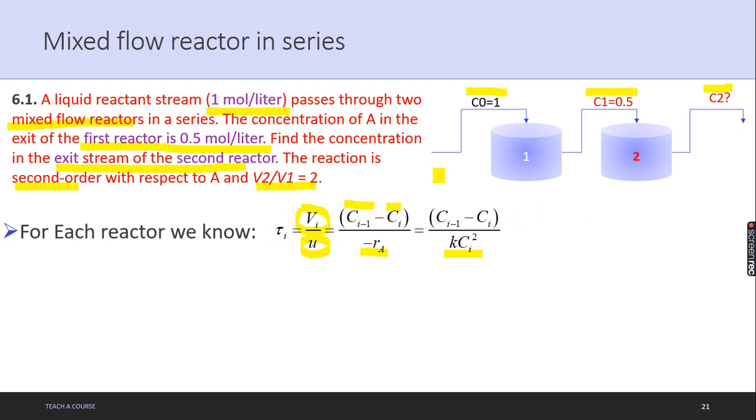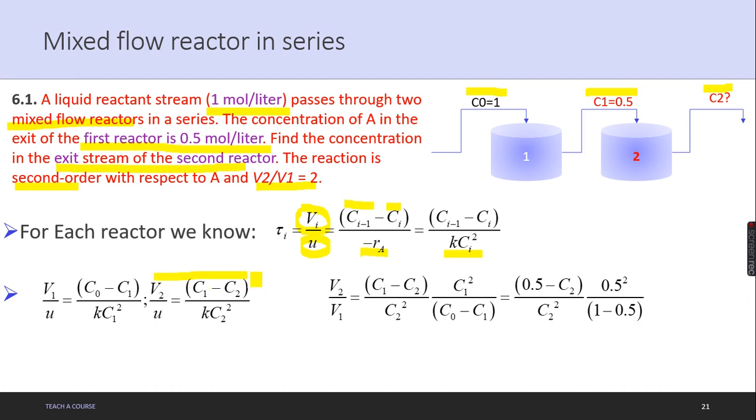So it is general for the first one and the second one, and we are keeping U unchanged there, and V is the volume for each of the reactors separately. If I have two reactors, we can do the same thing: V1 by U equal to C0 minus C1 over K C1 square for the first, and V2 by U equal to C1 minus C2 over K C2 square for the second. Now we will divide equation 1 and equation 2. I am dividing this one by this one. So V2 by V1, because U will anyway cancel out, K will also cancel out, equals C1 minus C2 by C2 square, times C1 square divided by C0 minus C1.